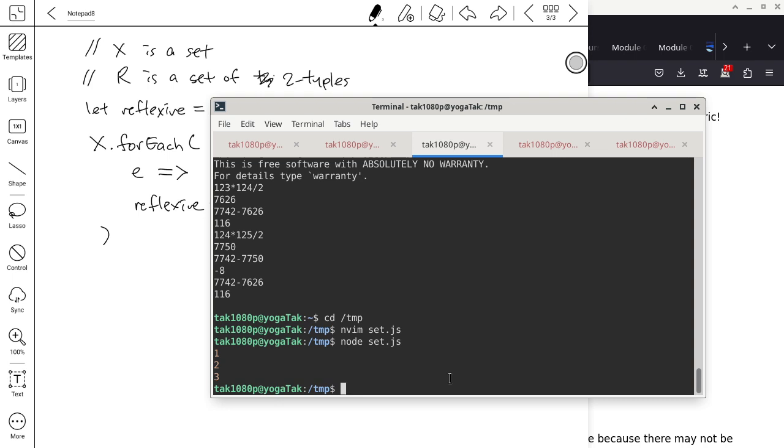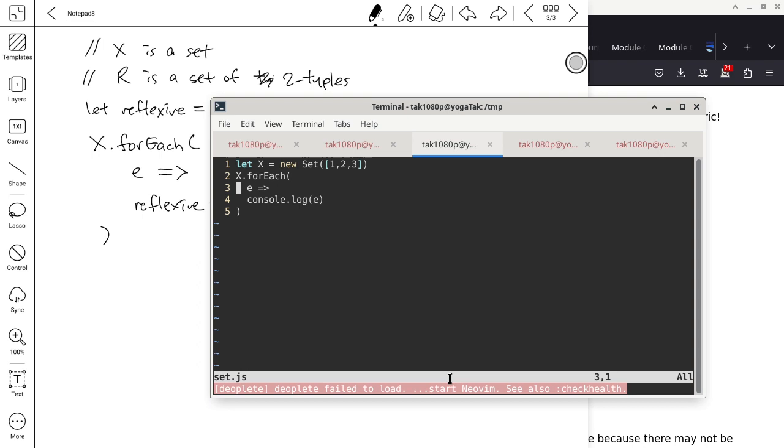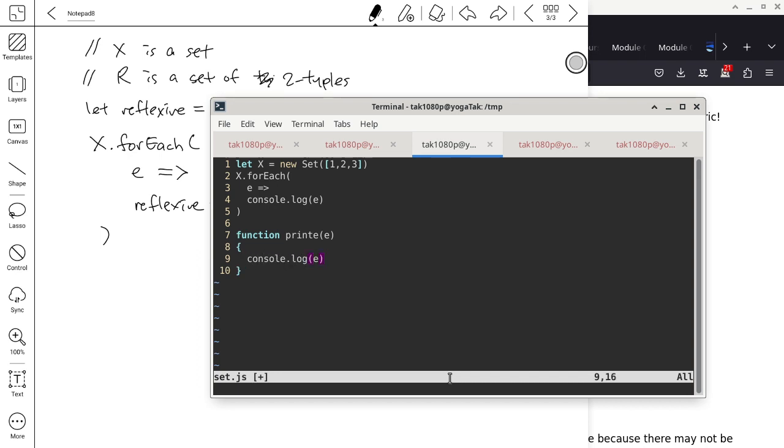So E is a function that you create on the fly. Huh? No, E is not a function. E is the parameter of the function that I'm creating on the fly. In other words, if I cannot use anonymous or nameless functions, then I would have to define a function first. Then I have to define a function called print E. So I would have to define something like this, and then I replace lines 3 and 4 using print E as a name.